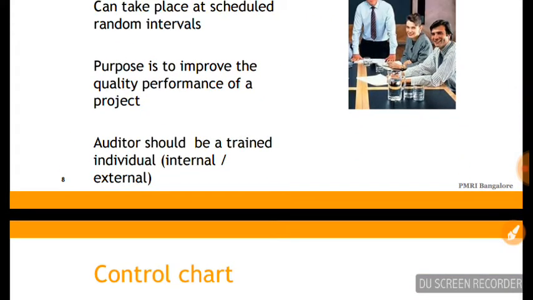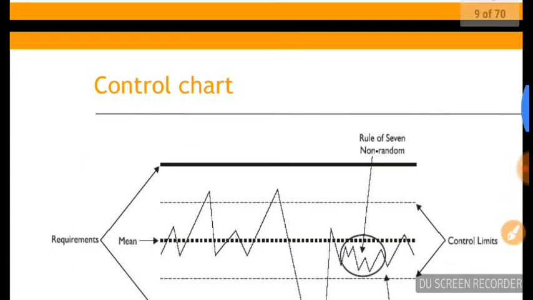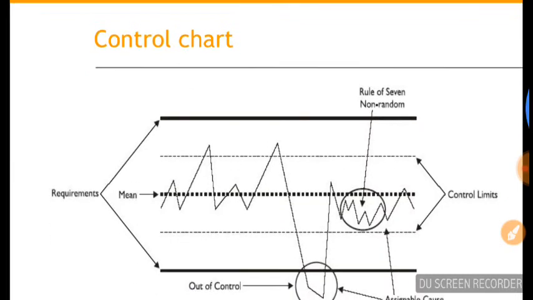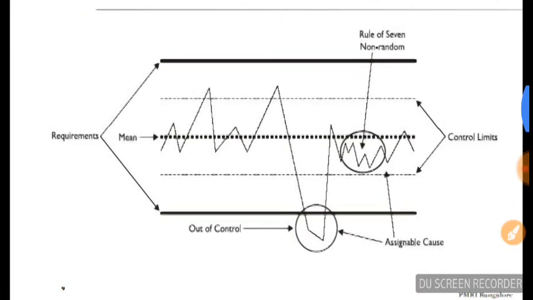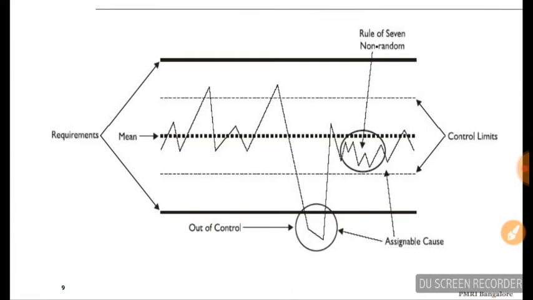The auditor should be a trained individual, and can be an internal or external auditor. And now, the control chart. Without measurement, real quality improvement is not possible. So a control chart explains this.